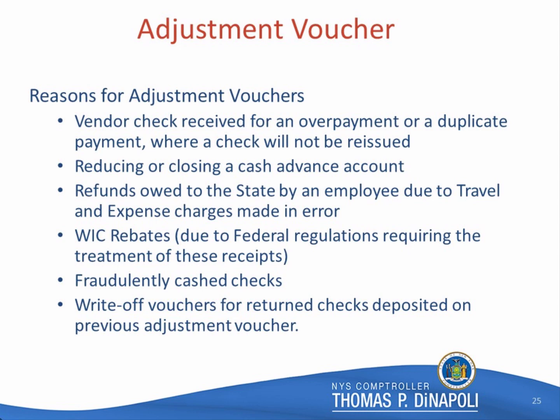If a refund is owed to the state by an employee due to travel and expense charges that were made in error, there is a new supplier ID for these transactions that I will discuss later. For those transactions dealing with WIC rebates, this is due to the federal regulations requiring the treatment of these receipts. This is DOH specific. For fraudulently cashed checks, in instances of forgery, a forgery affidavit needs to be requested from New York State Treasury. This needs to be filled out and sent to the bank for a final decision on the matter.